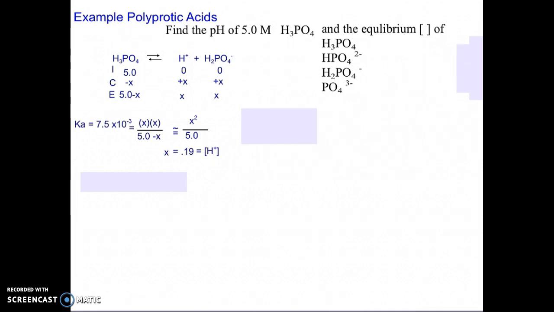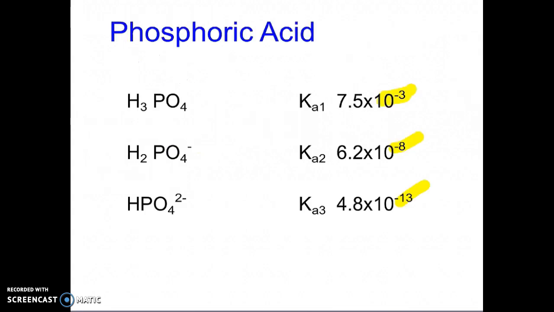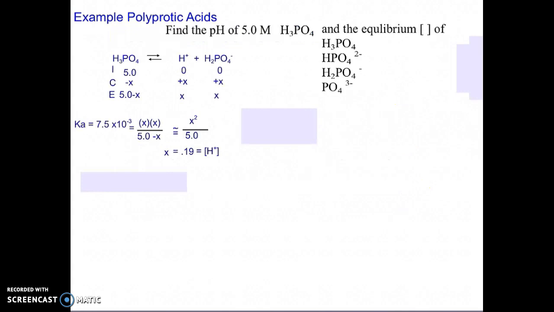Again, where did I get this Ka value of 7.5 times 10 to the negative 3? From the table right here. If you don't believe me, there it is, 7.5 times 10 to the negative 3 is equal to, again, the equilibrium line, which would be x times x over 5.0 minus x. I can assume that x is so small that I can solve it the easy way, and in fact I do, and x becomes 0.19. That's the hydrogen ion concentration.